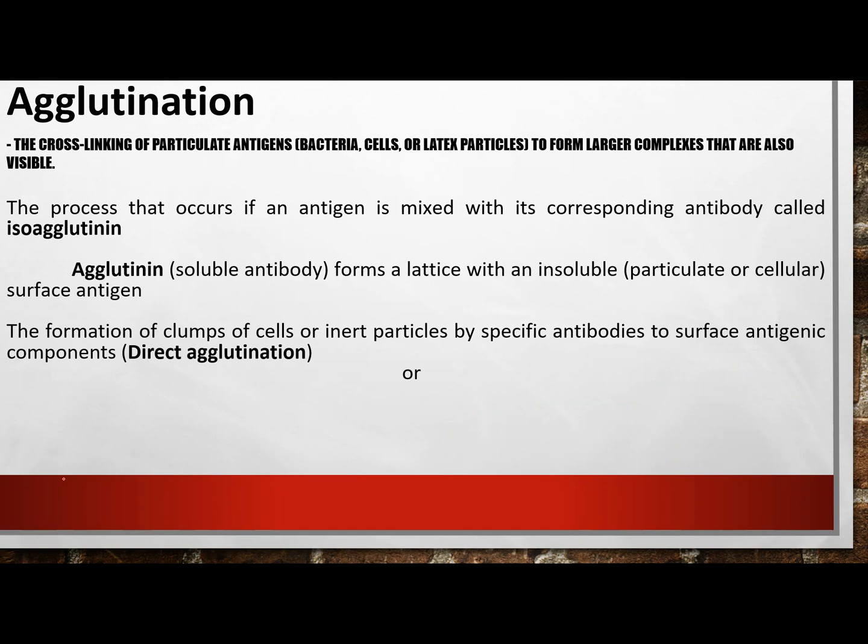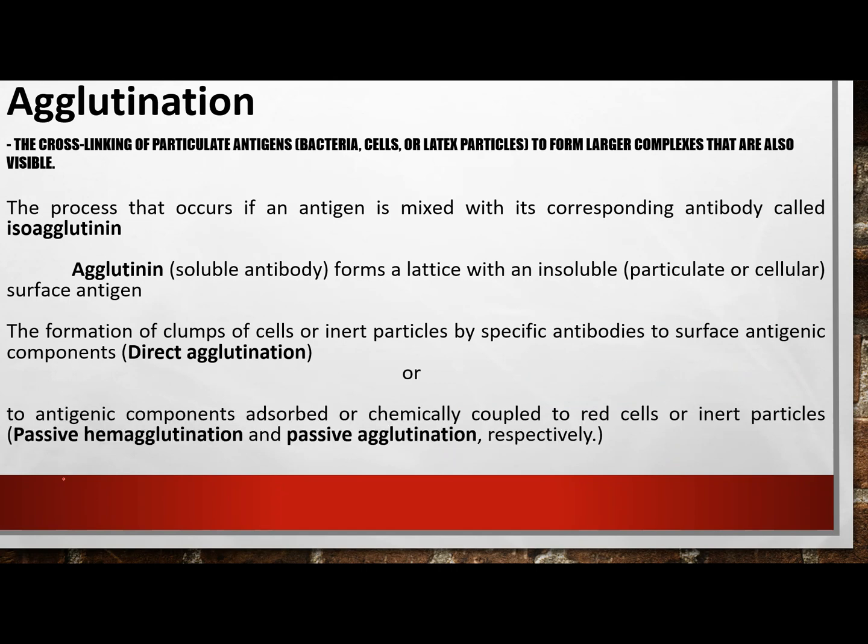Now, agglutination could also be defined in another term, class. It involves antigenic components adsorbed or chemically coupled to red cells or inert particles. In direct agglutination, you have to take note that you are using particulate antigens, such as bacteria, fungi, and viruses. But there's another type of agglutination known as passive agglutination. In passive agglutination, class, the antigens are adsorbed or chemically coupled to red blood cells or inert particles.